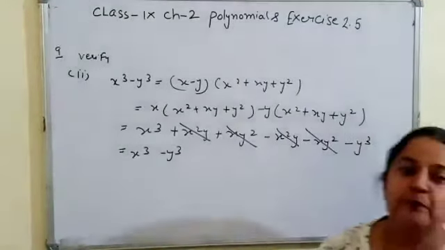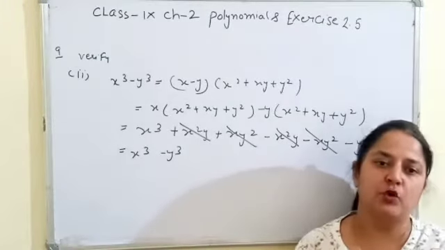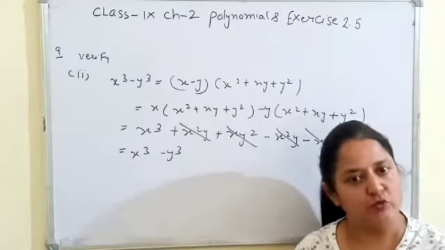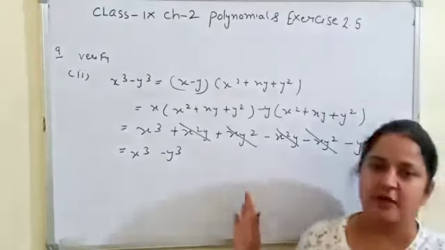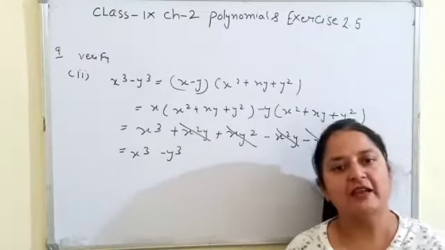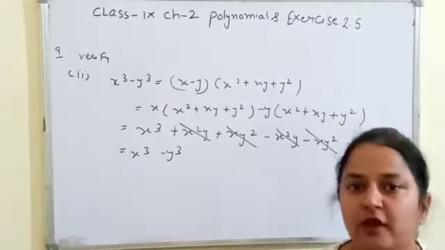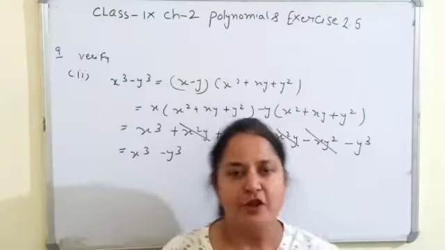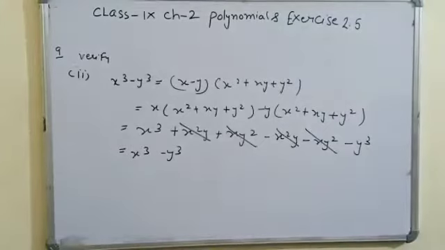So you have to keep these two identities in your mind. First one which we have proved: x cube plus y cube is equal to x plus y into x square minus xy plus y square. And second which we have proved here: x cube minus y cube is equal to x minus y into x square plus xy plus y square. So by using this, let's solve question number 10.